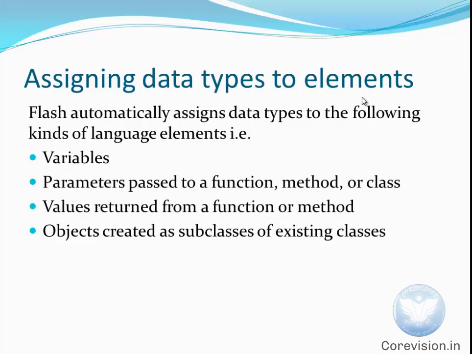Assigning data types to elements. Flash automatically assigns data types to the following kinds of language elements: variables, parameters passed to a function, methods or classes, values returned from a function or method, and objects created as subclasses of an existing class.